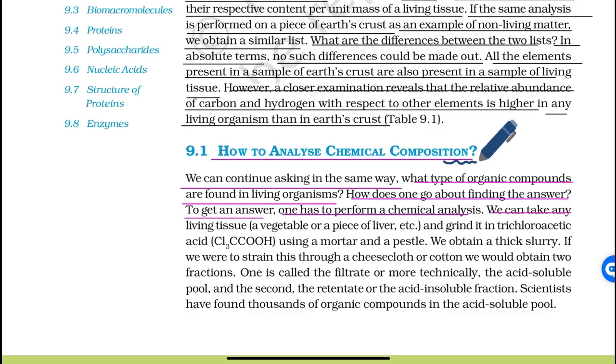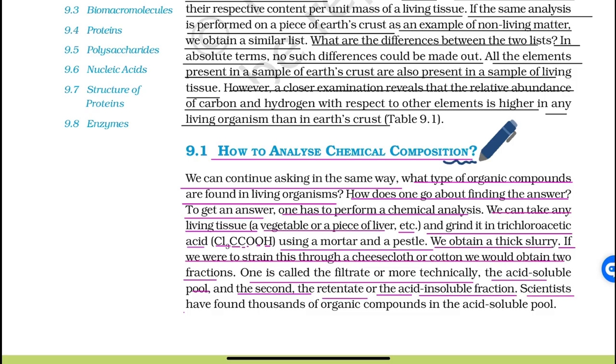We can take any living tissue, a vegetable or a piece of liver, etc., and grind it in trichloroacetic acid, Cl3CCOOH, using a mortar and a pestle. We obtain a thick slurry. If we were to strain this through a cheesecloth or cotton, we would obtain two fractions. One is called the filtrate, or more technically the acid soluble pool, and the second, retentate or acid insoluble fraction. Scientists have found thousands of organic compounds in the acid soluble pool.